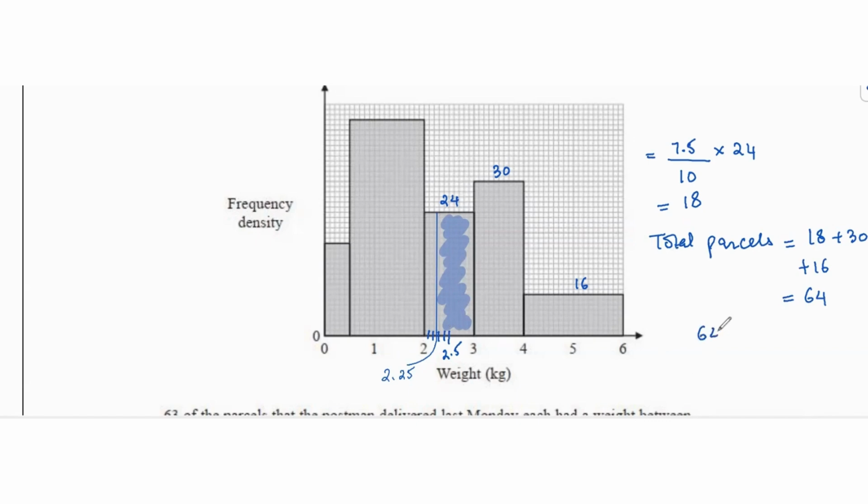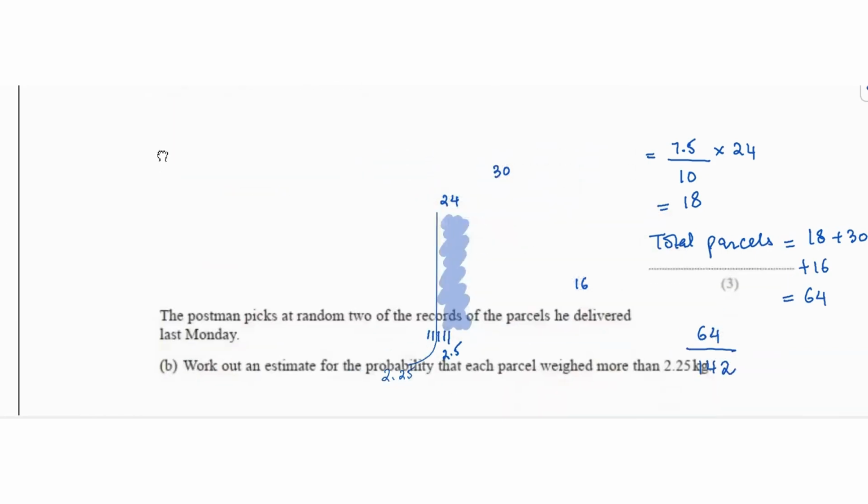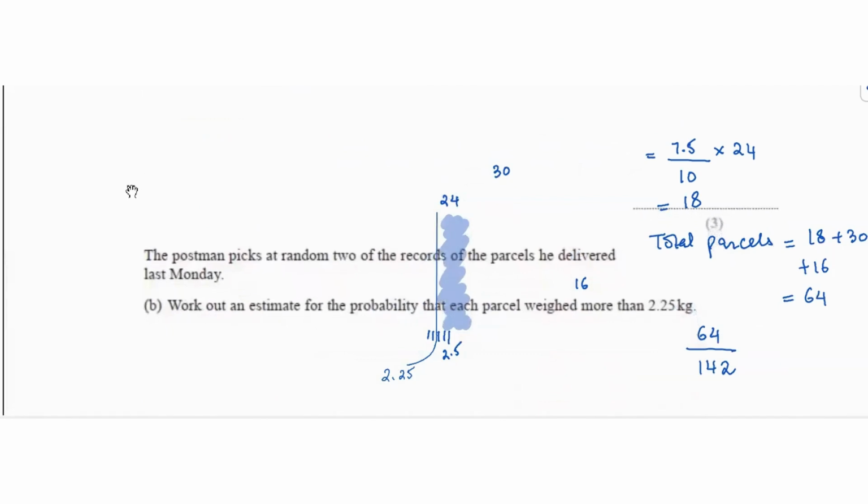So 64 over 142. But if I'm not wrong, they said 2 parcels. We're considering that each parcel weighed more than 2.25 kg. It said that the postman picks at random 2 of the records of the parcels he delivered last Monday. Work out an estimate for the probability that each parcel weighed more than 2.25 kg.